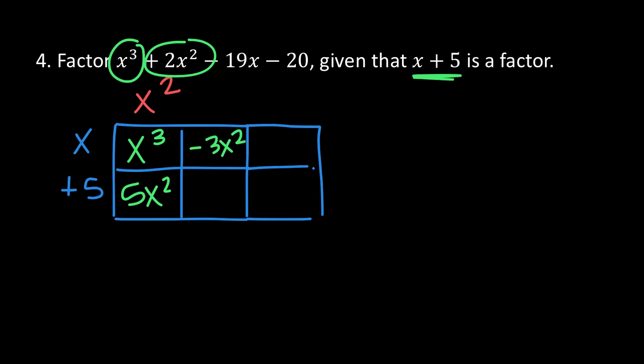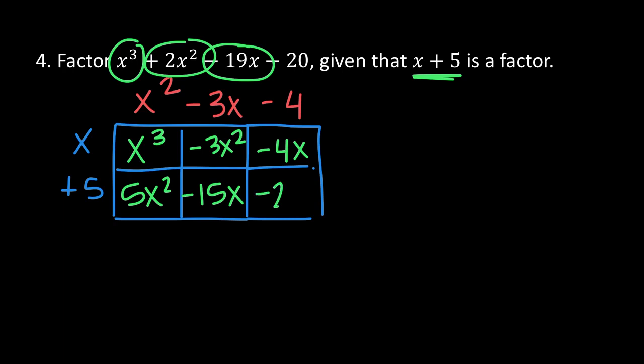Now on top, what multiplies to x would have to be negative 3x to get negative 3x squared. Negative 3x times 5, negative 15x. And then now I want negative 15x to add to something to get negative 19x. And then I'm going to put a negative 4 on top, because that's what you multiply to x to get negative 4x. And then negative 4 times 5, negative 20, and that's this last number at the end, so that's perfect.